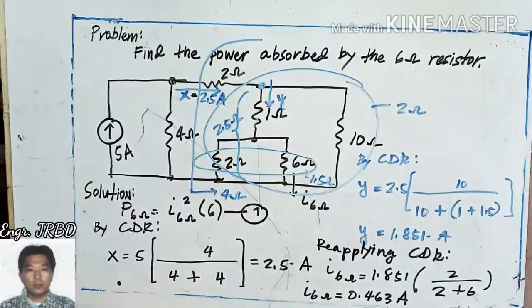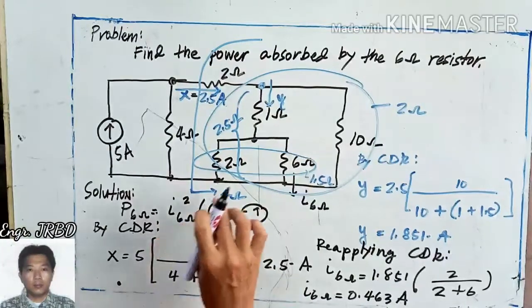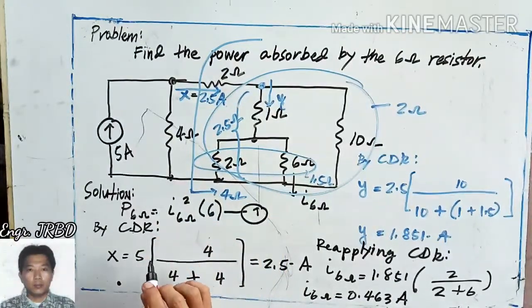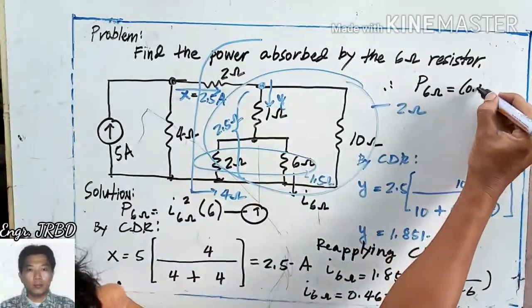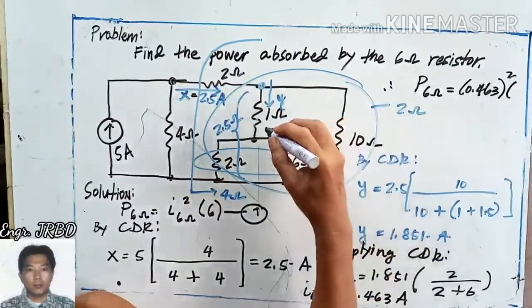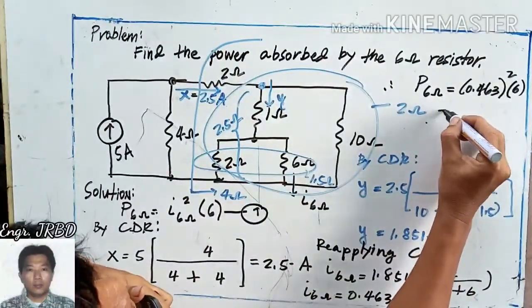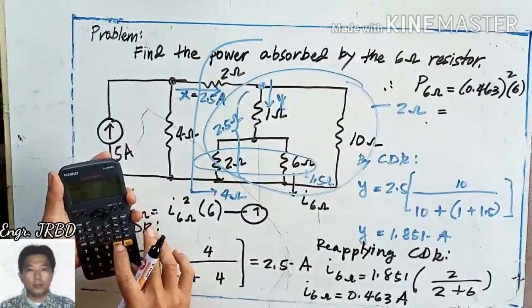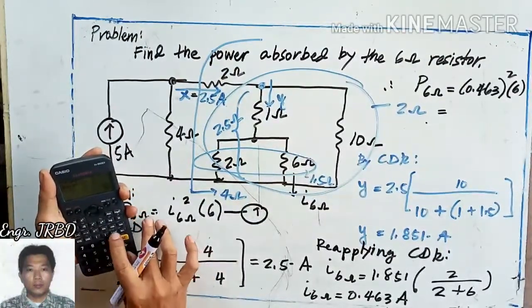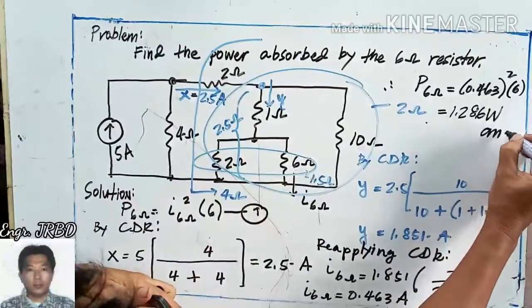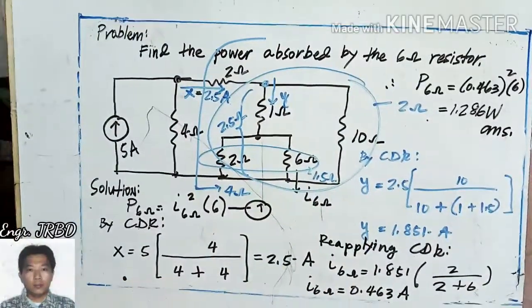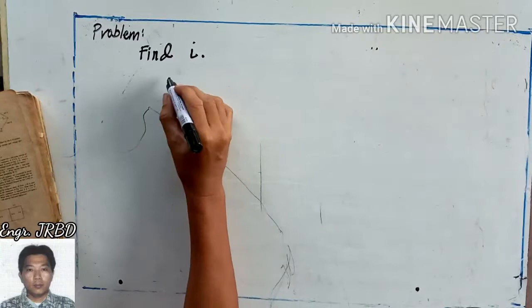0.463 amperes. It is this value of current that you should substitute to obtain the power that is being consumed or absorbed by your 6 ohms. So power in your 6 ohms is the square of the current, that is 0.463 squared, times the resistance of 6 ohms. Power absorbed is times 6, that is equivalent to 1.286 watts. Okay? That's all. There's nothing different with this from the rest of the examples that we have today. Okay? Okay, this will be our next problem.